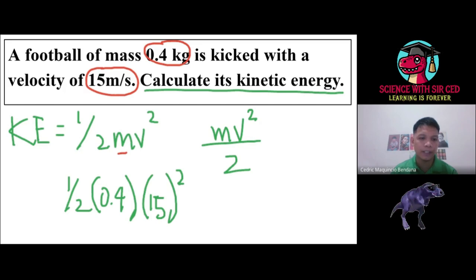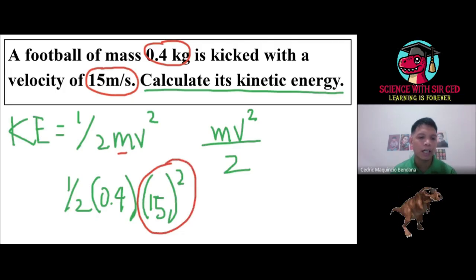Okay. First step, if everything was already converted and substituted, this is the first thing we are going to do. We square the velocity. So if we square the velocity, that would be 15 times 15. What is 15 times 15? Okay, 15 times 15 multiplied by 0.4, and then multiplied by 1/2. So 1/2 can be interpreted as multiplied by 0.5 or divided by 2. This time, I'm going to use 1/2 as 0.5, so we're going to make it another multiplication.